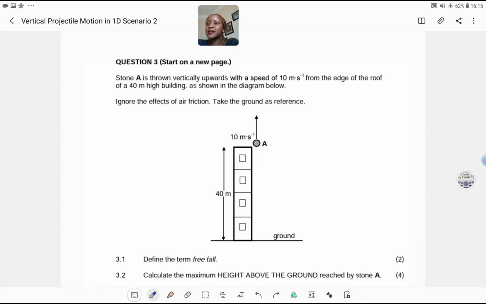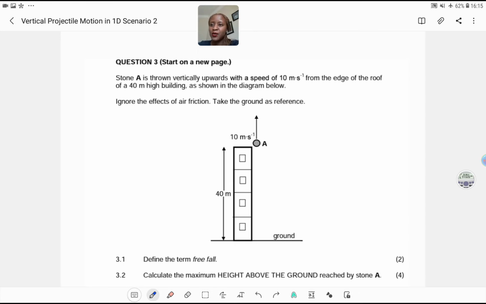It says stone A is thrown vertically upwards with a speed of 10 meters per second. That already tells me that's the initial velocity. It is thrown from the edge of the roof of a 40-meter high building, as shown in the diagram below. Ignore the effects of air friction and take the ground as reference.